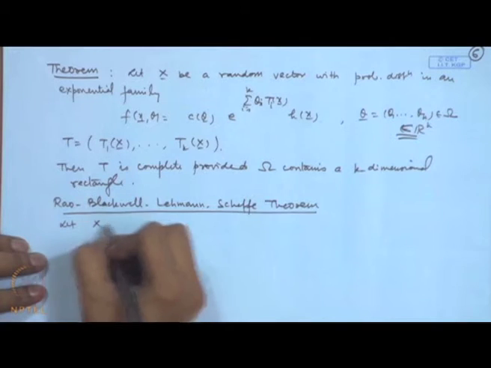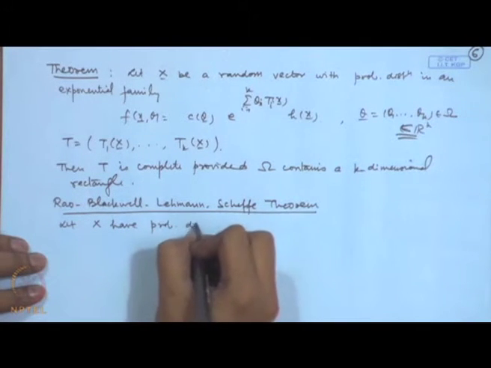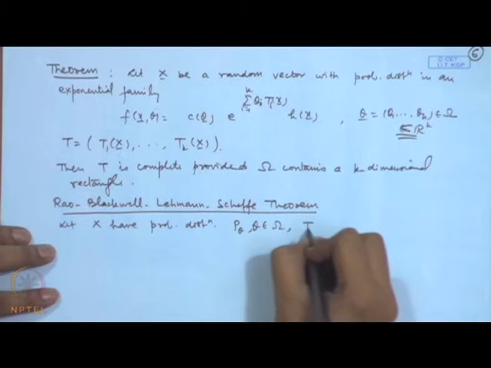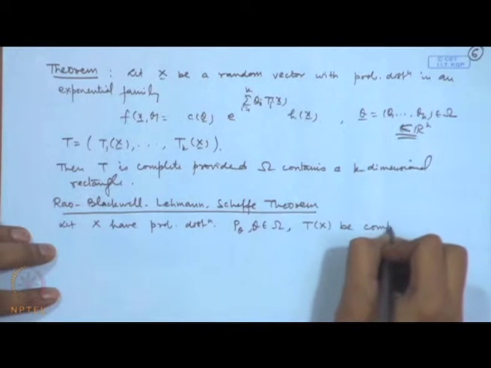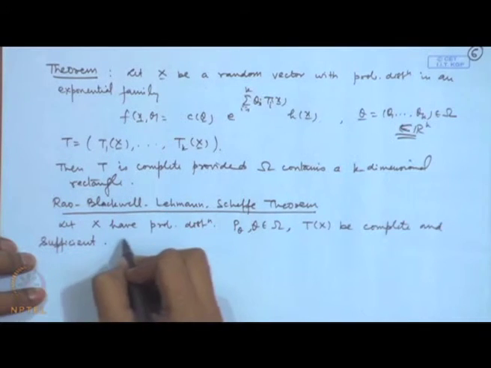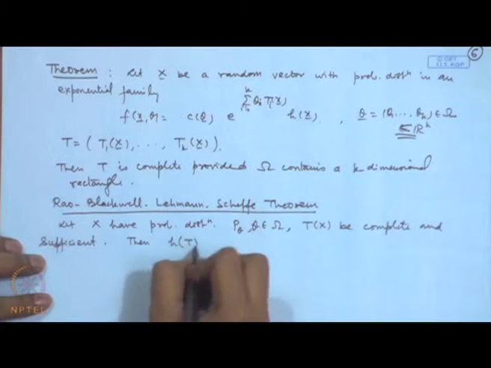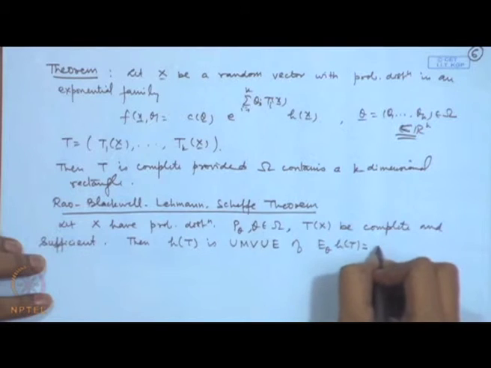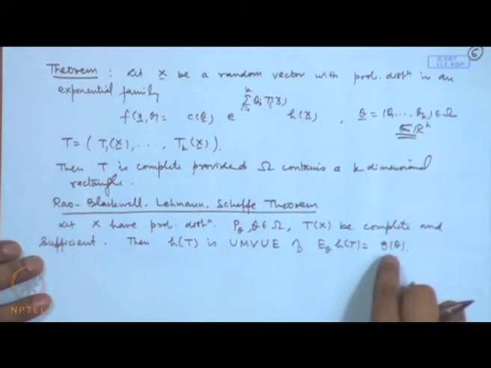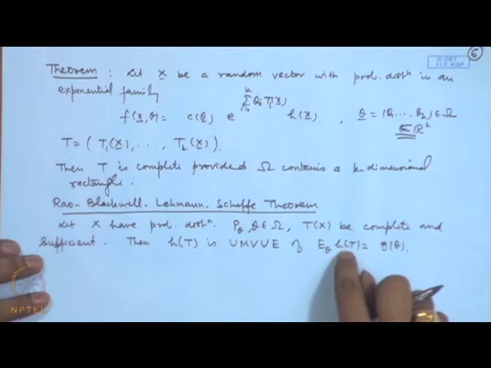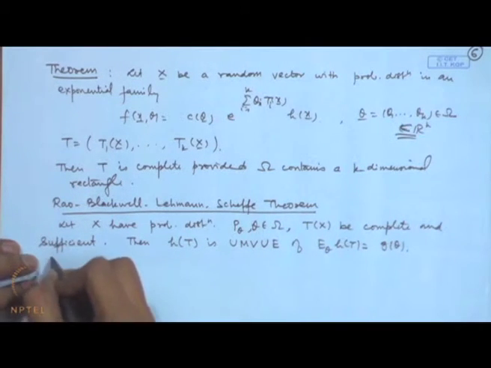Let X have probability distribution P_theta, theta belonging to say omega, and T(X) be complete and sufficient. Then h(T) is UMVU of expectation of h(T). Let us call it say g(theta). That means, for any estimable, unbiased estimable function g(theta), if I have an unbiased estimator which is dependent upon the complete sufficient statistic, then that will be actually UMVUE. Let us look at the proof of this.